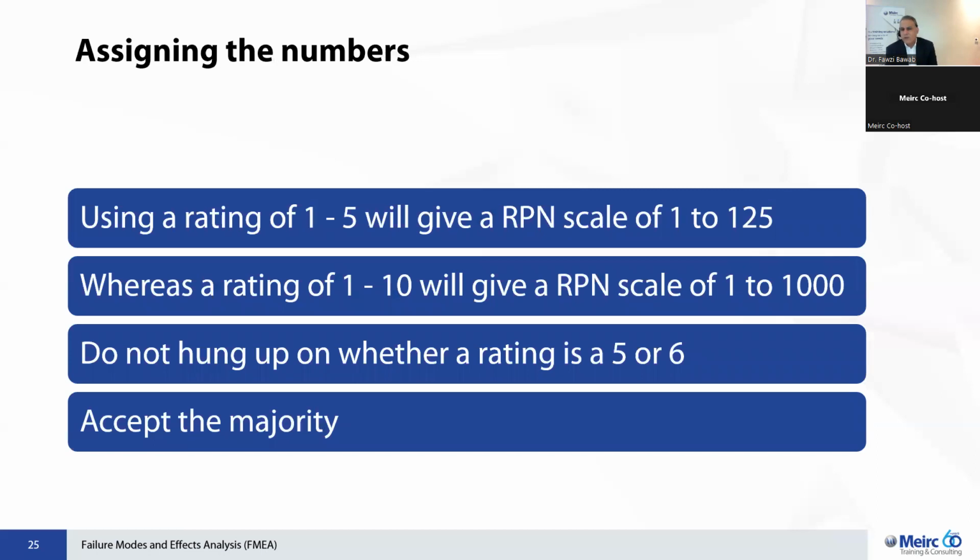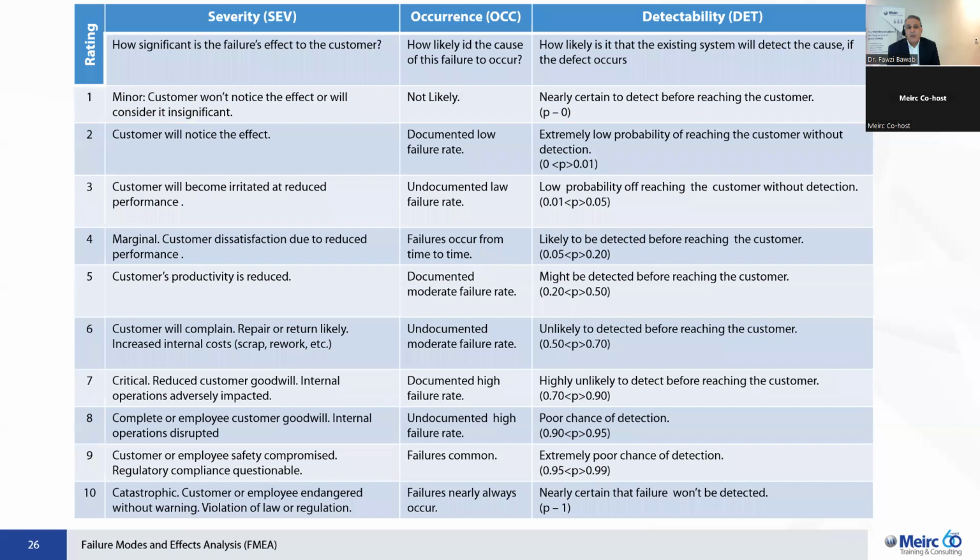So using a rating of 1 to 5 will give us an RPN scale of 1 to 25, whereas 1 to 10 will give us a wider scale of 1 to 1000. So again, when we meet with the teams, we tell them, just don't get hung up on whether the rating is 5 or 6. Just agree as a team, accept the voice of the majority, and use that number in your FMEA.